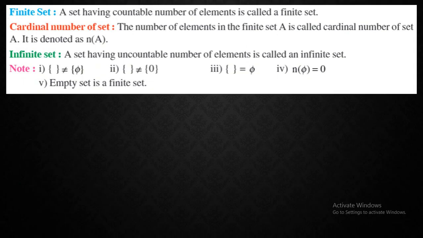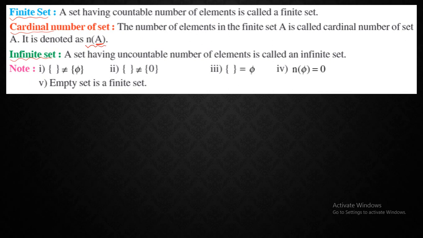Next, moving on to finite sets. If you count the number of elements, and there are a countable number of elements in a given set, then we call it a finite set. If we can't count the number of elements in the given set, then we call it an infinite set. Next, cardinal number. The cardinal number represents the number of elements present in a finite set. It is generally represented by n(A). If A is the given set, n(A) is the representation for the cardinal number.